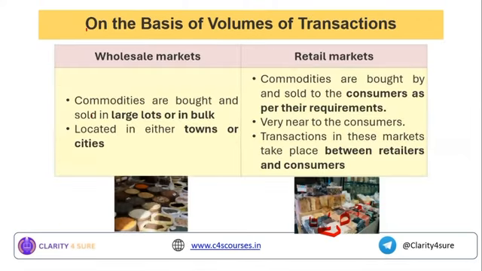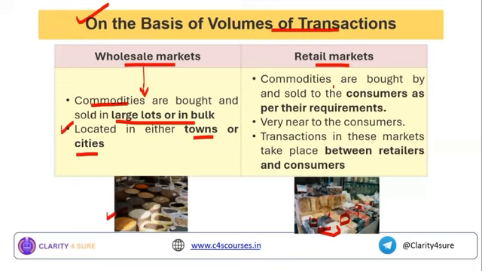Next classification is on the basis of volume of transactions. First is a wholesale market and second is a retail market. In a wholesale market, commodities are bought and sold in large lots or in bulk, like bags of food grains sold in large lots, right? In bulk, and these are located in towns or cities.